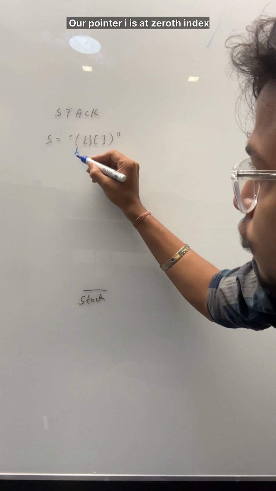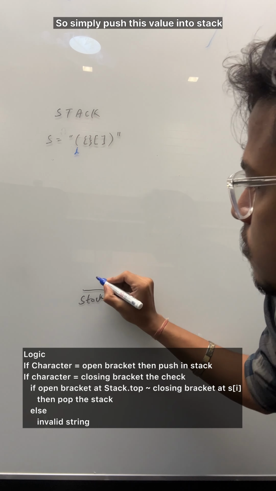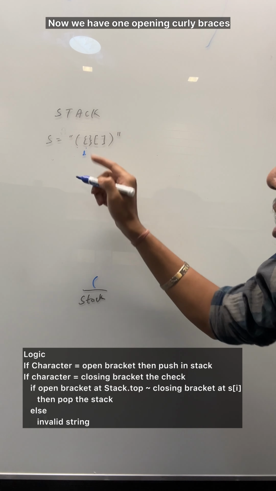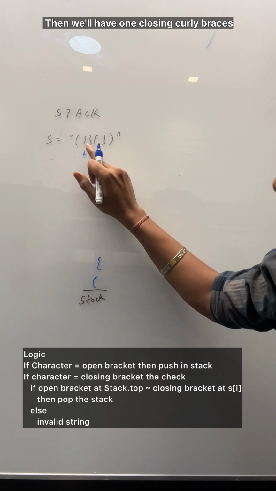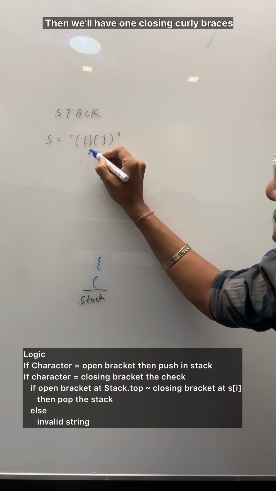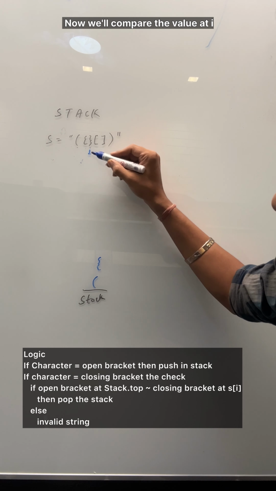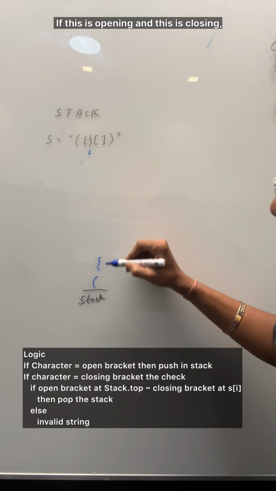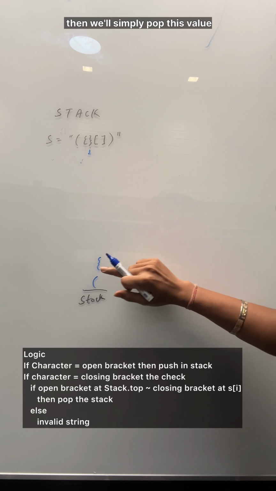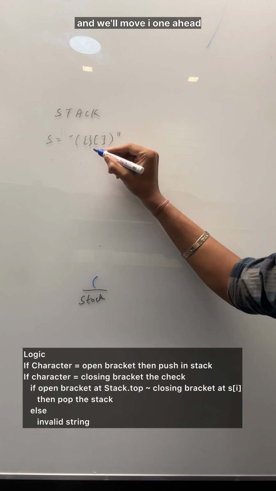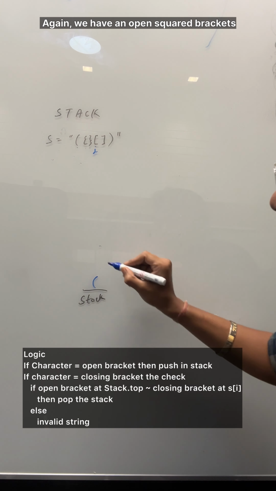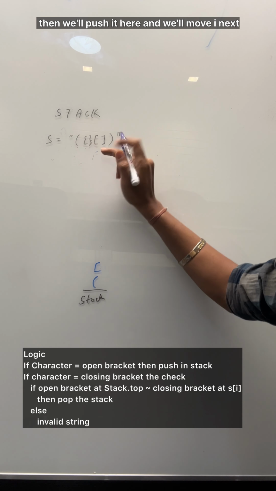Our pointer i is at the 0th index, so we'll simply push this value into the stack. We'll move i further. Now we have one opening curly brace, then we'll have one closing curly brace. Now we'll compare the value at i and the value at the top of the stack. If this is opening and this is closing, then we'll simply pop this value and we'll move i one ahead. Again, we have an open round square bracket, then we'll push it here and we'll move i next.